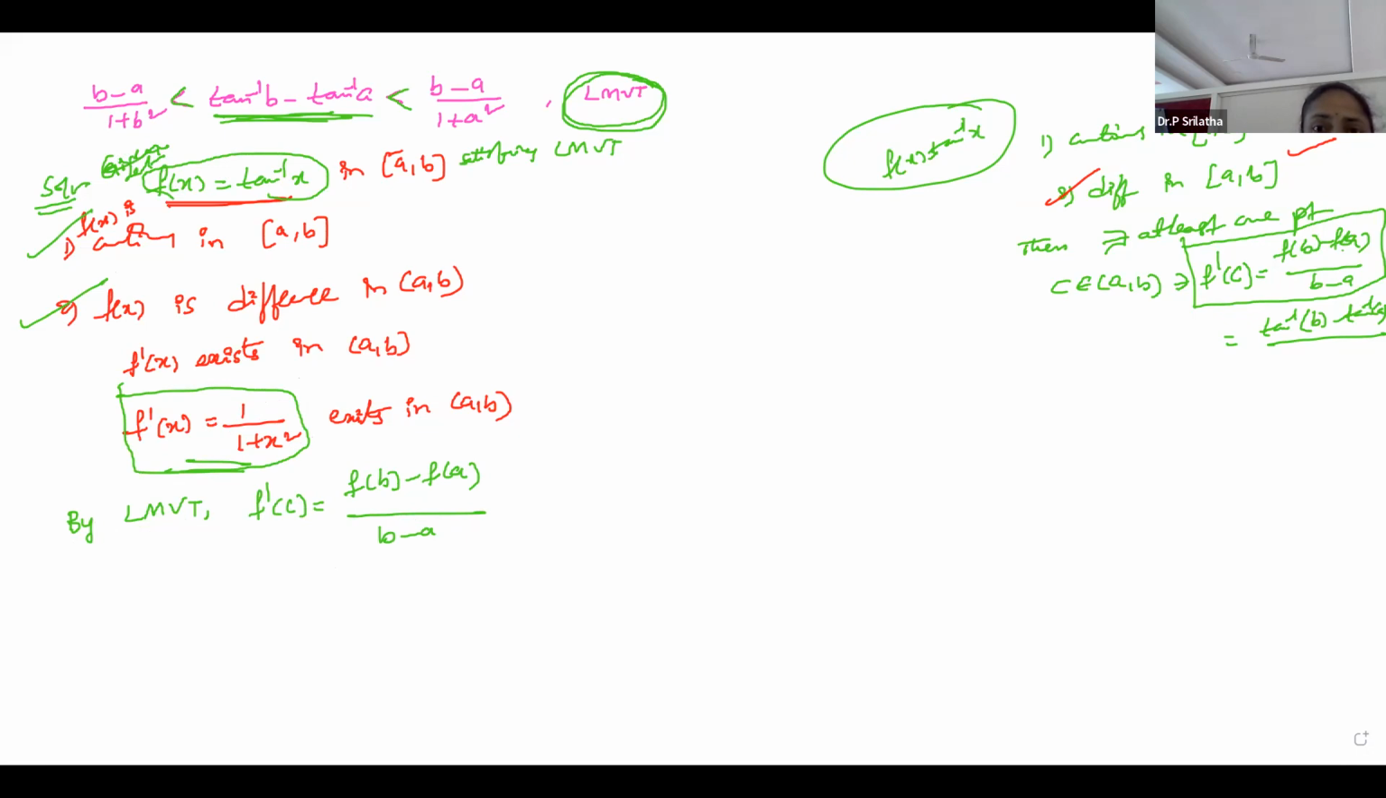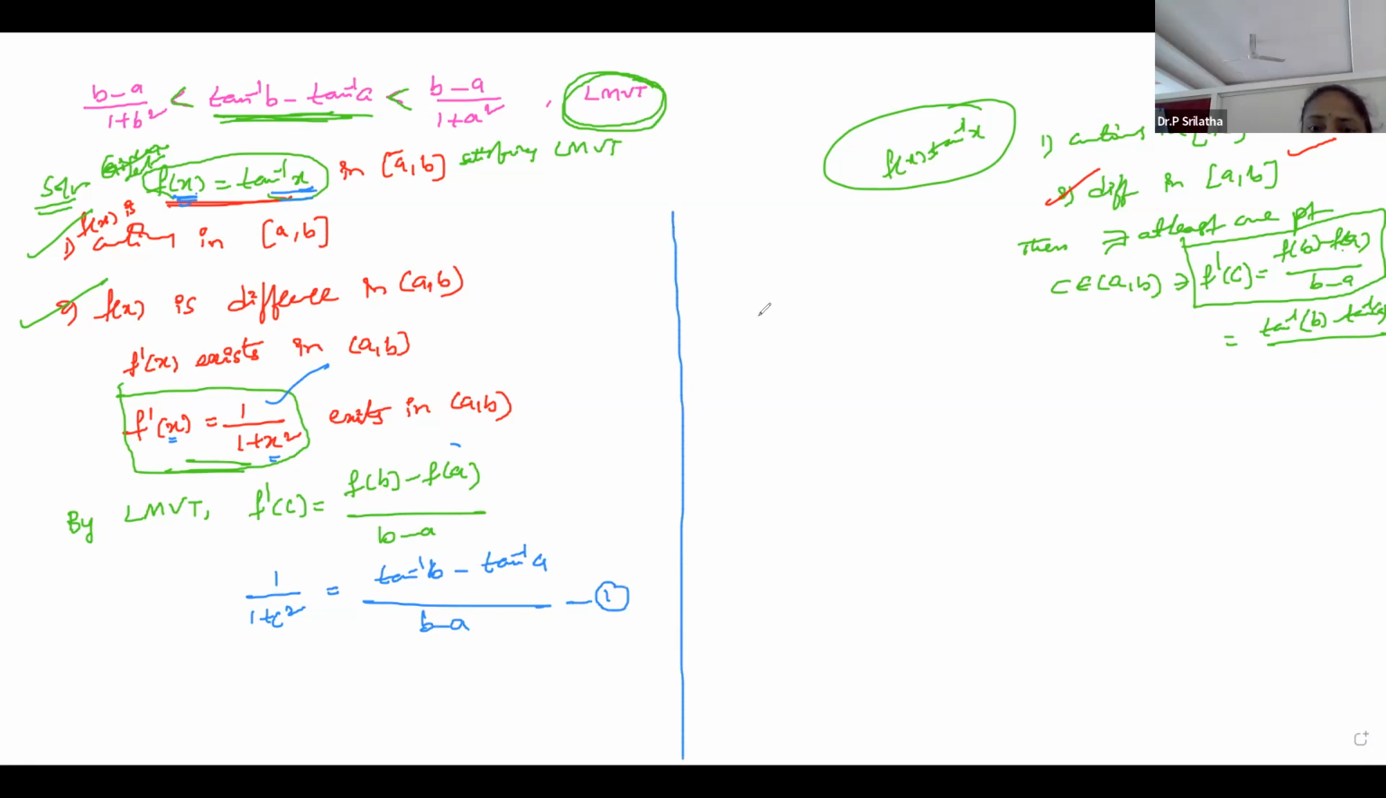So what is f'(c)? Here f'(x) is 1/(1+x²), so instead of x we have to substitute c. That's why this will be 1/(1+c²) equal to, so for f(b), what is f(x)? f(x) is tan inverse x, then f(b) is tan inverse b. So this is tan inverse b minus, next we need f(a). Here we have f(x), instead of x we substitute a. That's why this will be tan inverse a, divided by b minus a, isn't it? So let us consider this is equation 1.